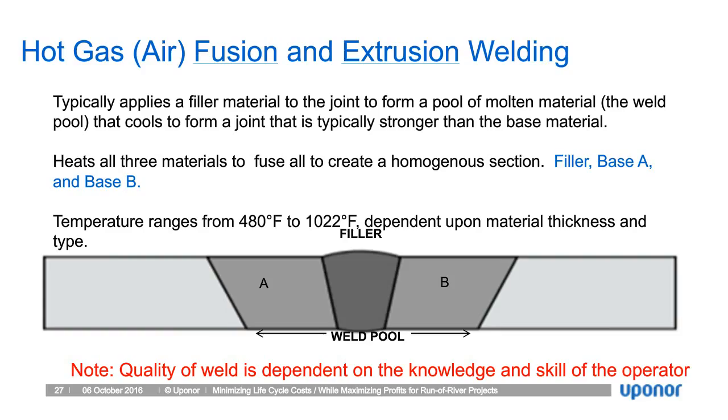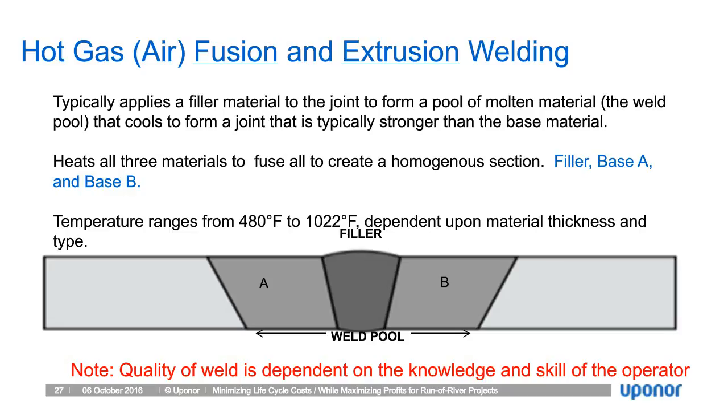The two methods of, well, it's one method of welding the pipe, is through air fusion and extrusion welding. They basically both accomplish the same thing. Typically it applies a filler material to the joint to form a pool of molten material, called the weld pool, that forms a joint that is typically stronger than the base material. Actually, not typically. We state that the joint in the field is stronger than the pipe itself, and the reason is you get more penetration through the joint than you do through the actual profile wall.